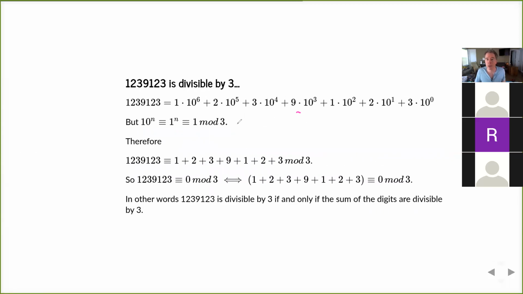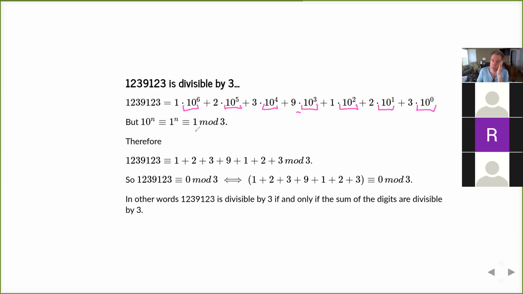So this is also just a good review of the decimal number system. What does it mean? The place value number system means 1,239,123 is 1 times 10 to the 6th power, plus 2 times 10 to the 5th power, plus 3 times 10 to the 4th power, plus 9 times 10 cubed, plus 1 times 10 squared, plus 2 times 10, plus 3 times 1.